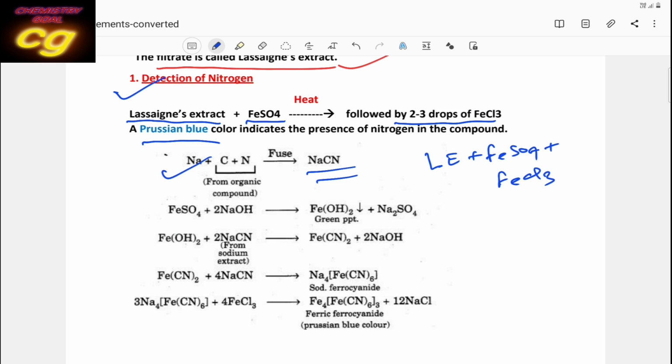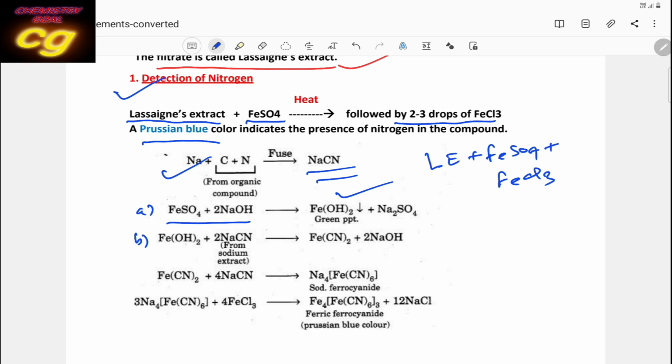Then freshly prepared ferrous sulfate solution in alkaline medium will be added. When sodium hydroxide is added to freshly prepared ferrous sulfate solution, ferrous sulfate reacts with sodium hydroxide and gets hydrolyzed, forming ferrous hydroxide, a light green precipitate, Fe(OH)2. The green precipitate forms because the solution contains sodium hydroxide. This is the first step.